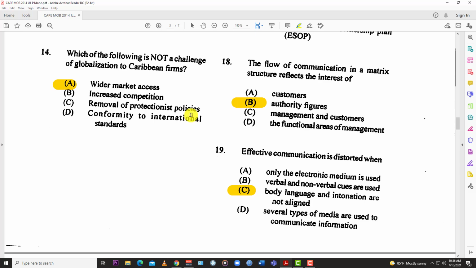Increased competition, naturally, that's a challenge. Removal of protectionist policies, as I said before, when they removed the protectionist policies for sugar and banana for the Caribbean, those industries went down. So that is a challenge. And then we have D, conformity to international standards. Of course, if you're trading with America or Europe or Australia, if you want your products on those markets, you now have to up your standard. And so for the Caribbean, for the most part, that's a challenge.